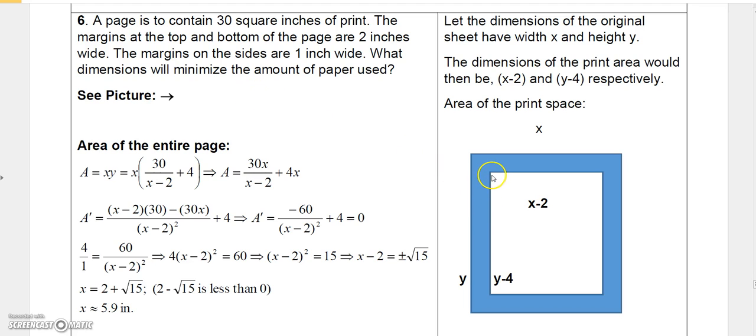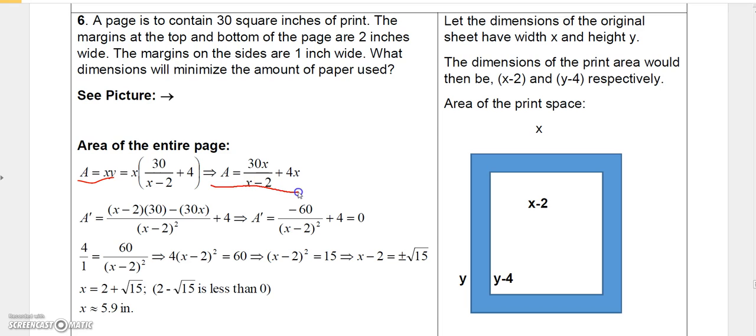You can let the dimensions of the original sheet have width X and Y. So we'll say this is X, this is Y. And then the dimensions of the print area would be X minus 2 and Y minus 4. That's by subtracting the margins. And then you want to actually minimize the amount of paper. So you minimize XY, and then you replace Y with 30 over X minus 2, plus 4. And that comes from the fact that when you multiply these together, you should get 30, and then you can solve that for Y.